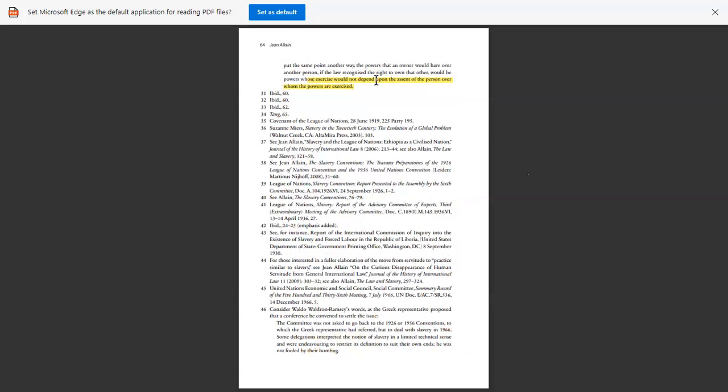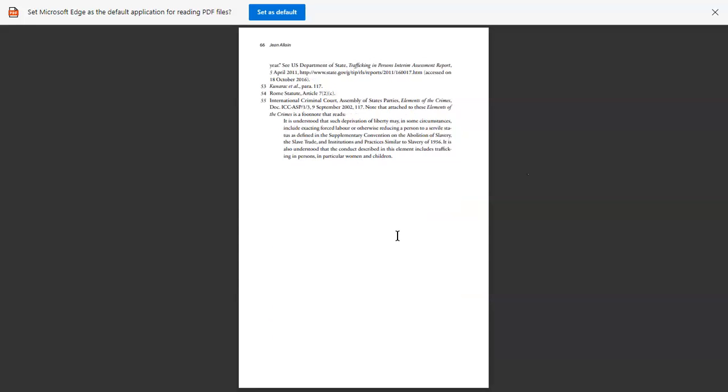So exercise would not depend upon the assent of the person over whom the powers are exercised. So if there is one not consenting, or if you can't find evidence of consent or assent, the exercise doesn't always have to depend upon the assent of the person, because with fraud and deception and international agreements that allow an organization or a person to force others into statutes and legislation certainly would not be upon the assent. So that's kind of the end of this particular document.